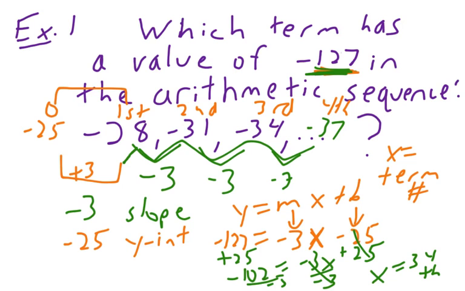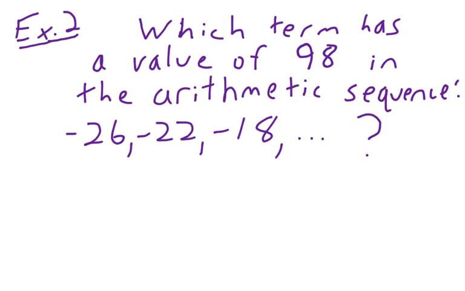Alright, let's see if you can try one on your own. Example 2, same type of question. Which term has a value of 98 in the arithmetic sequence negative 26, negative 22, and negative 18? Alright, you're up. Please pause the video, try it on your own, and then check it with me.